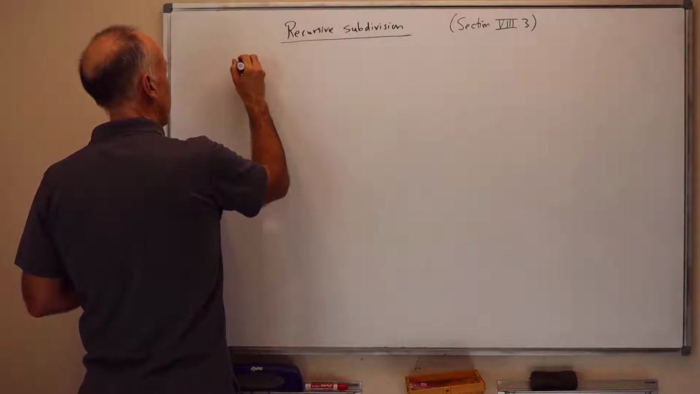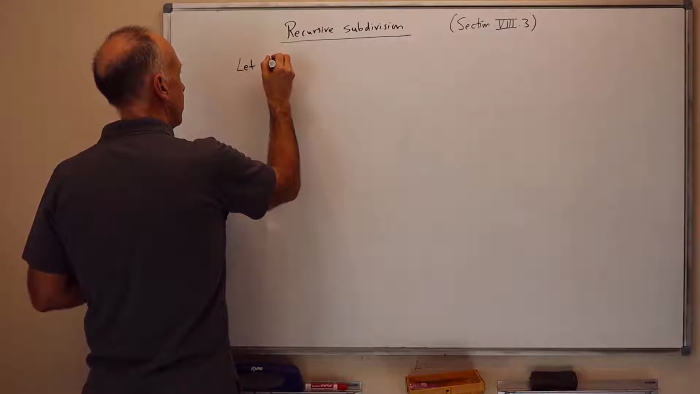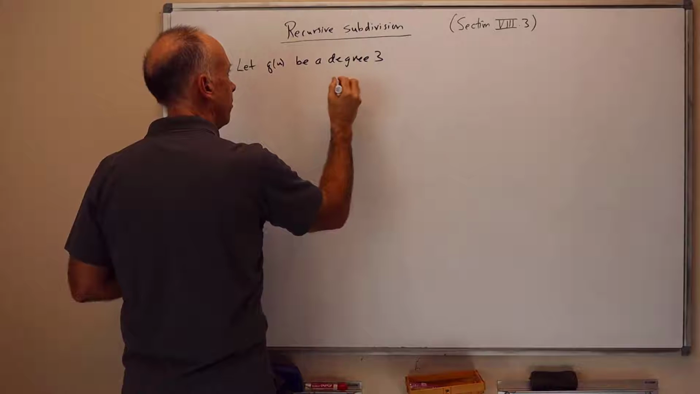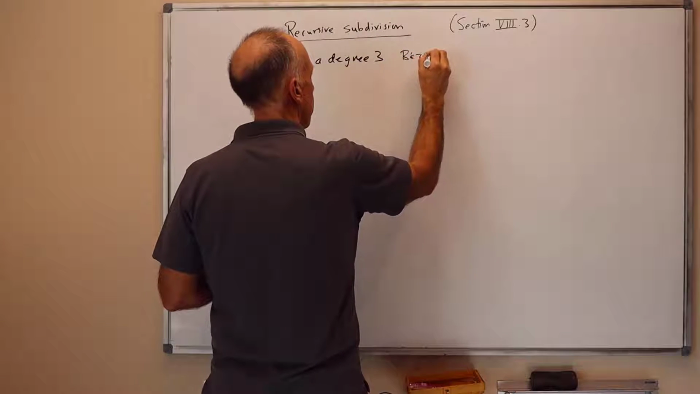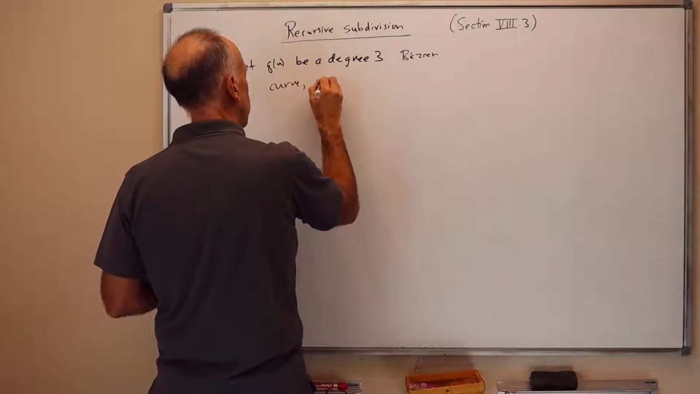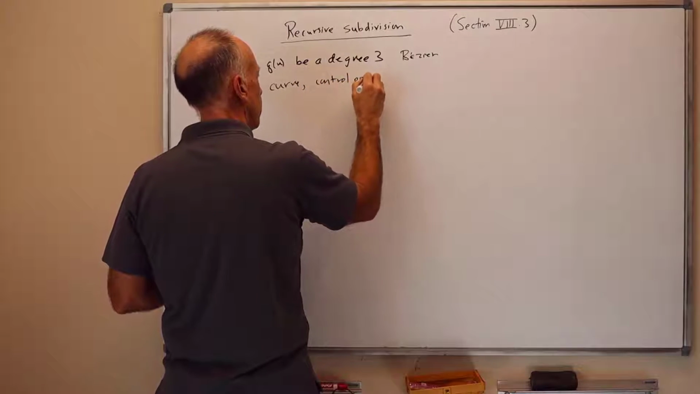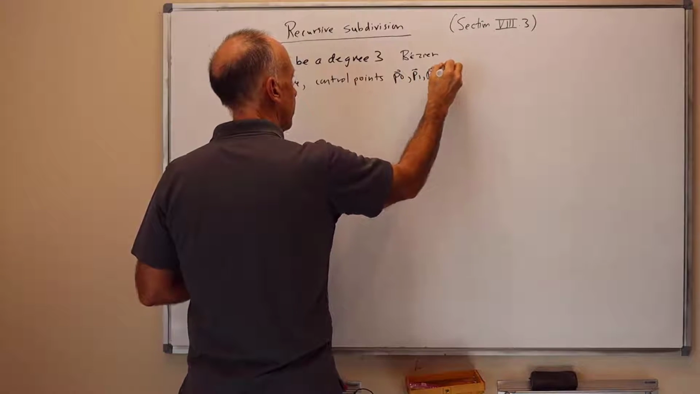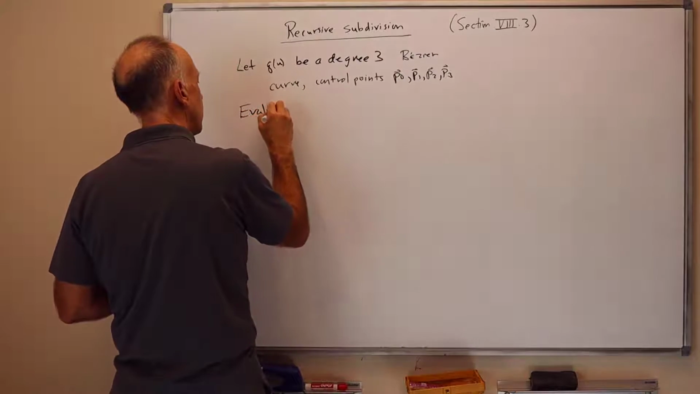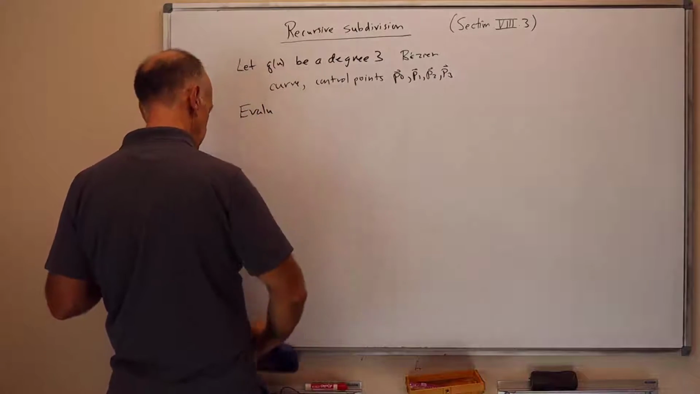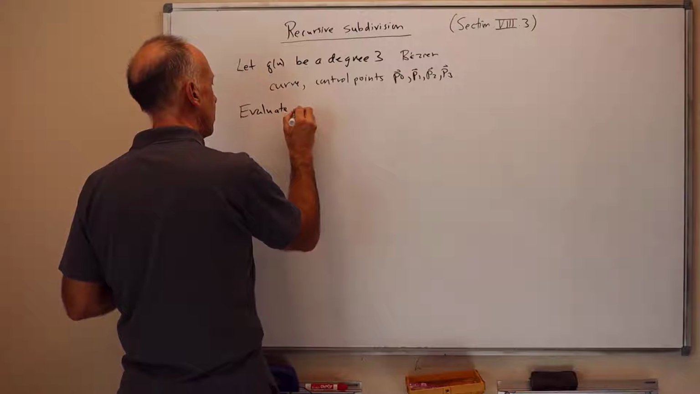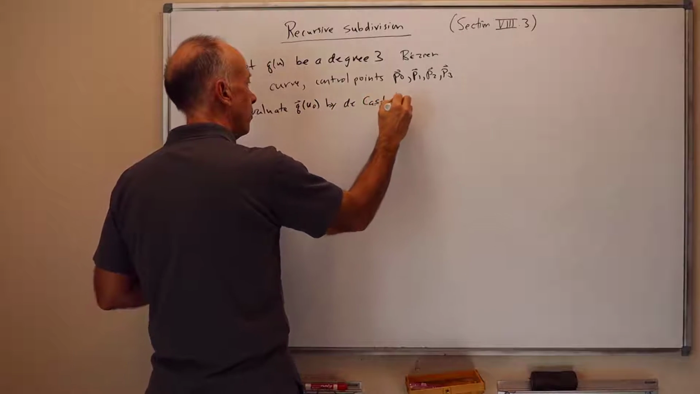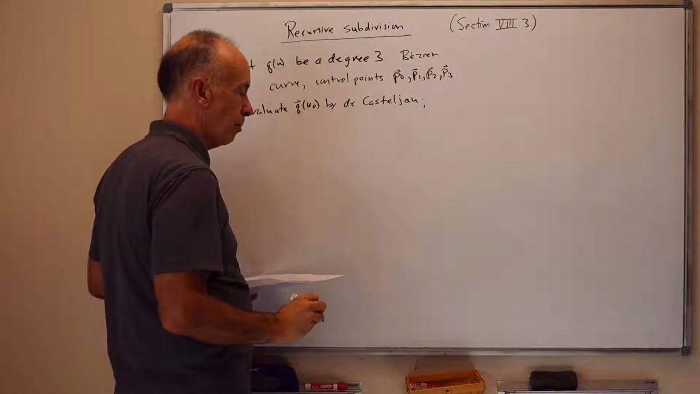So we're going to have a degree 3 Bezier curve Q. So Q is a degree 3 Bezier curve. The control points will be P0 through P3. And we're going to evaluate Q at some fixed value U0 by the de Casteljau algorithm. So let's draw the picture for this.